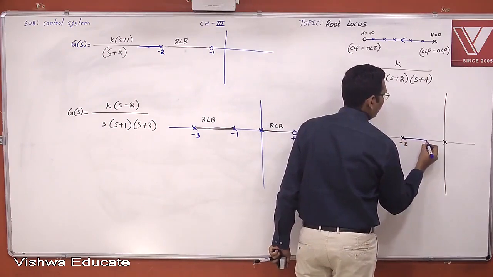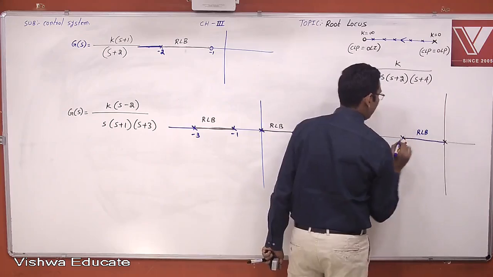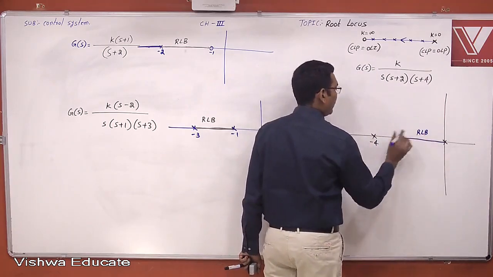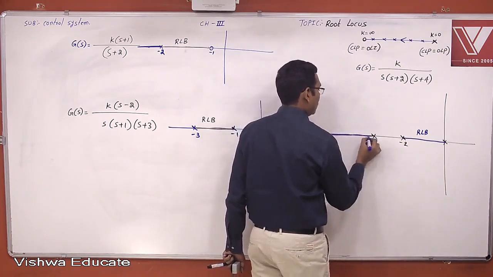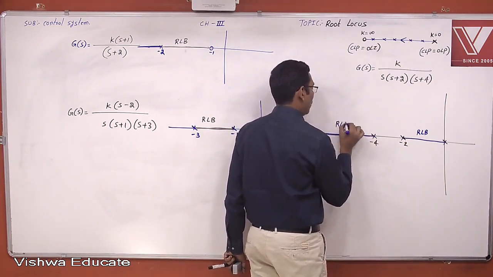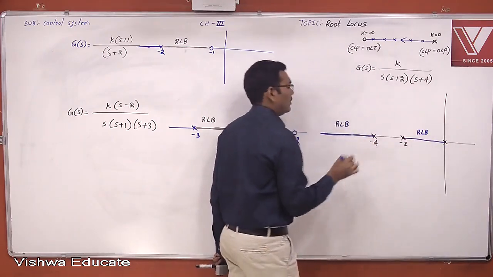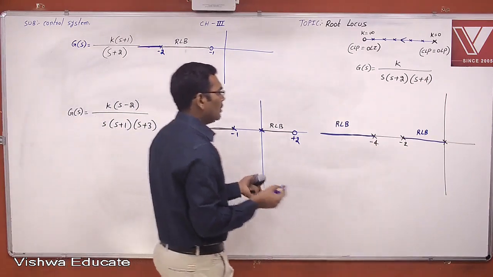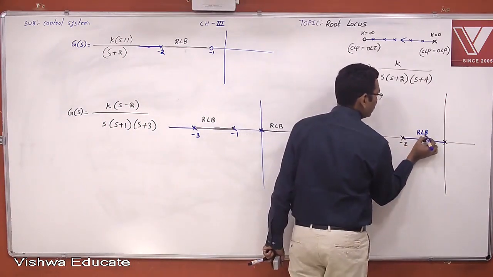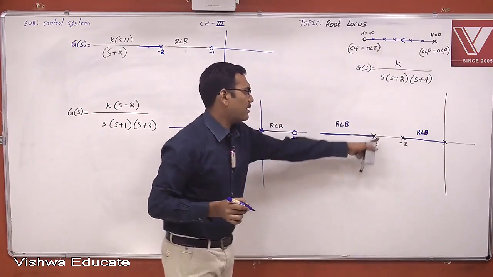Now this is the root locus branch. Point right hand side 1. Point right hand side 1 and 2, even, no root locus branch. Now this is the root locus branch. Point right hand side 1, 2, 3, odd number, a root locus branch. Now see here, this is the root locus branch. This is not the root locus branch, it is an even number.